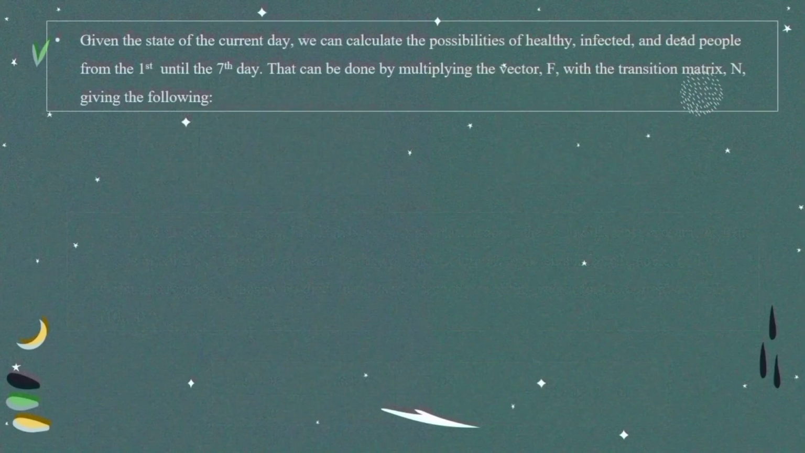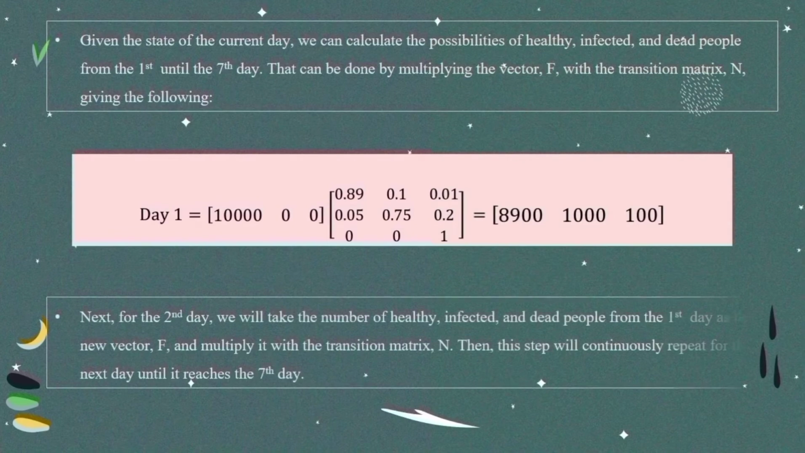Given the state of the current day, we can calculate the numbers of healthy, infected, and dead people from the 1st until the 7th day. That can be done by multiplying the vector F with the transition matrix N, giving the following. Next, for the second day, we will take the number of healthy, infected, and dead people from the first day as the new vector F and multiply it with the transition matrix N. This step will continuously repeat for the next day until it reaches the 7th day.